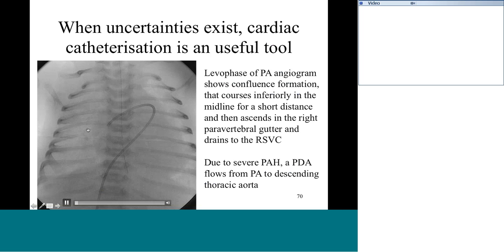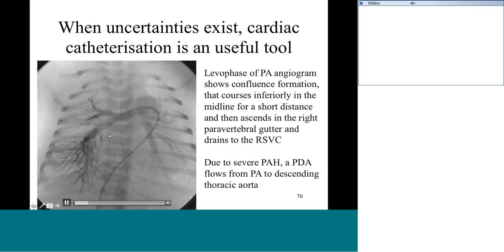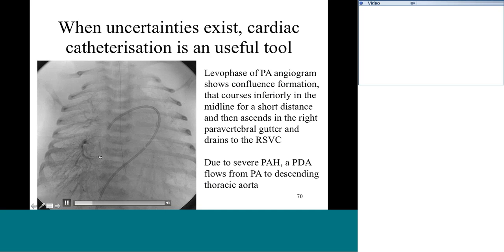However, I'll show you an example. Here you are injecting into the pulmonary artery. You see what is happening. The pulmonary veins come up, and this is the pulmonary veins. The pulmonary veins come down towards the diaphragm. You see now it is descending towards the diaphragm, then ascending up as an azygous vein and draining finally into the right superior vena cava.